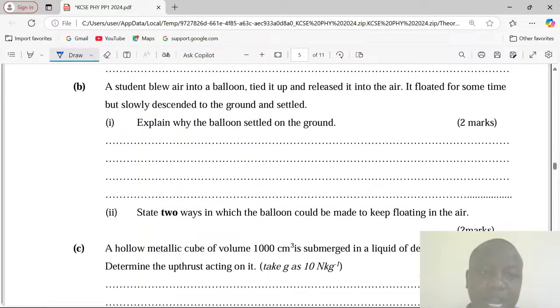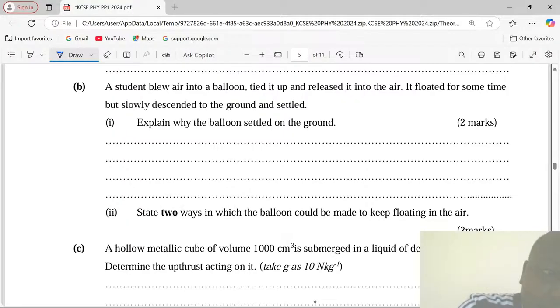Okay, in part B of number 14, a student blew air into a balloon, tied it up, and released it into the air. It floated for some time, but slowly descended to the ground and settled. We are asked to explain why the balloon settled on the ground. It initially began by rising. Then after some time, it started coming down.